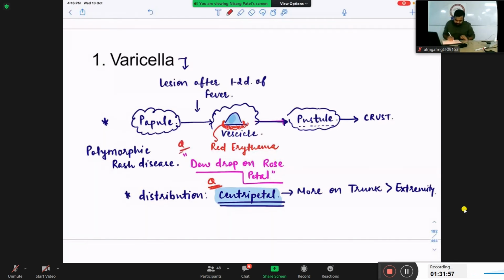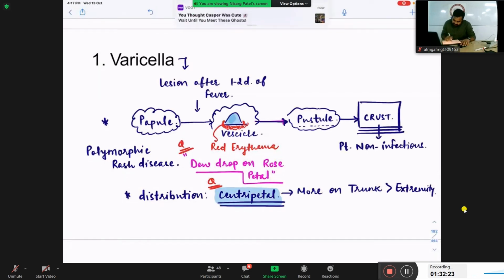Dew drop on rose petal, previously asked question. So when is this patient not infective? Once the crust is formed, the patient is non-infectious.